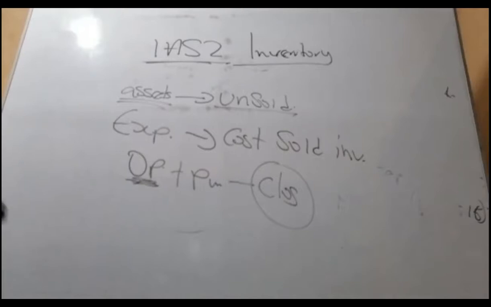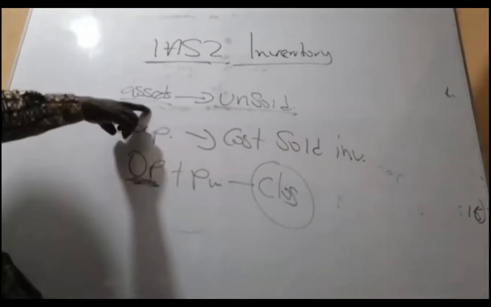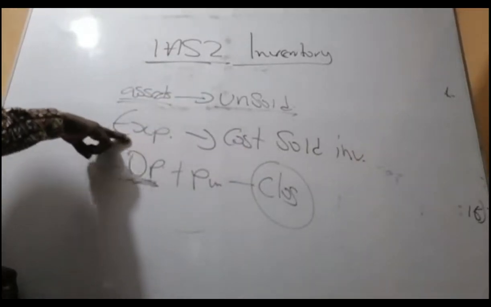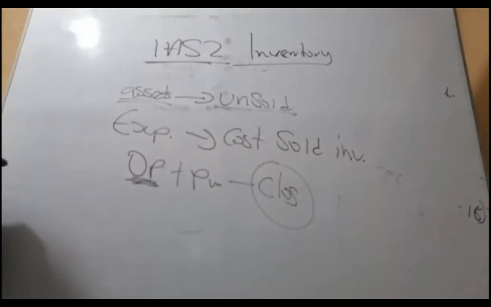Now we are done with the recognition criteria. With the recognition criteria of inventory, inventories are assets if they are unsold. Inventories are recorded as an expense if they are sold. That's all. So sold inventories are expenses, and unsold inventories are assets.